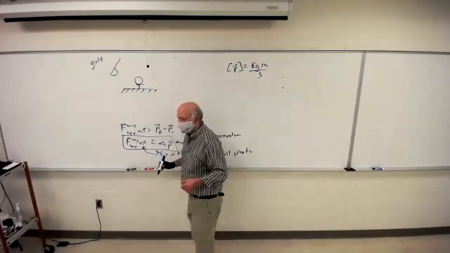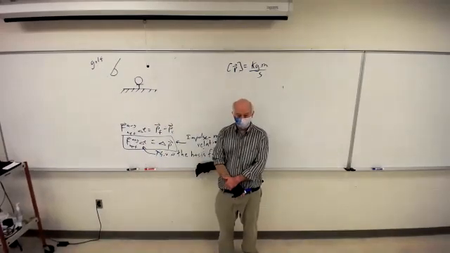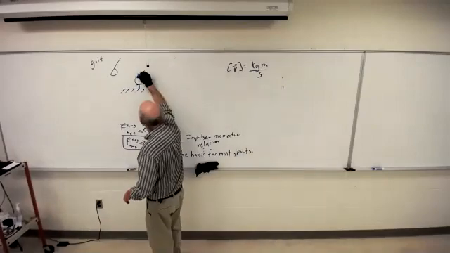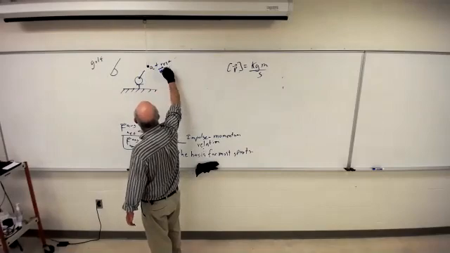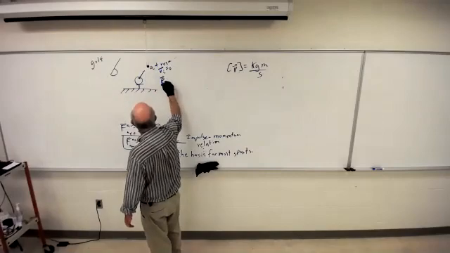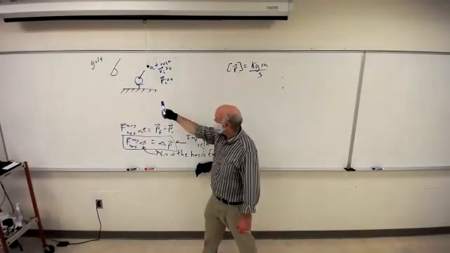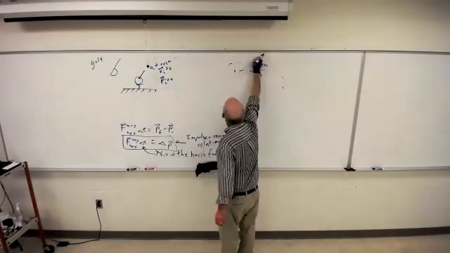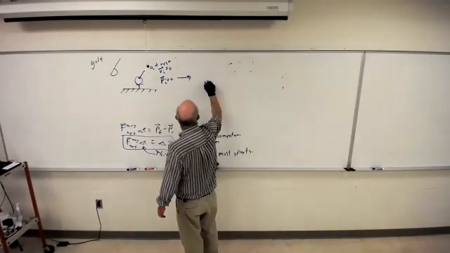Okay. What's the initial momentum of the ball? 0, right? So this is at rest. So v initial equals 0, so that means that p initial equals 0. Well, what happens? The club comes along and makes contact with the ball.